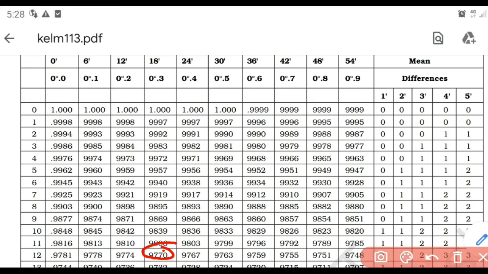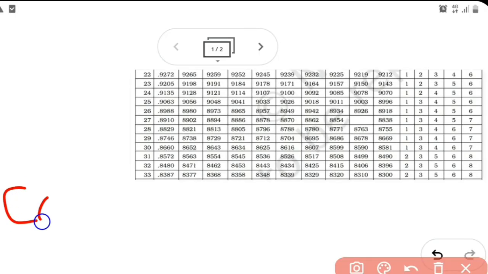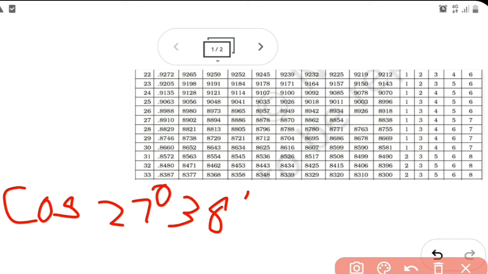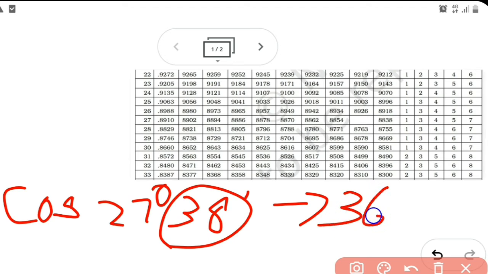Now the problem comes while dealing with mean difference. So how to apply that mean difference? Let's discuss. Take one example, that is cos 27 degree 38 minute we need to find. So 27 degree 38 minute is the problem. We know multiples of 6 minutes are there in the table. Directly it is there. So the nearest multiple of 6 is 36. So as an addition you have to write, 38 can be written as 36 plus 2.